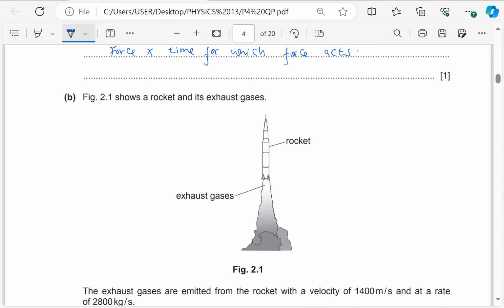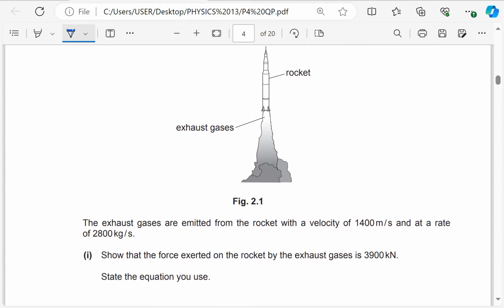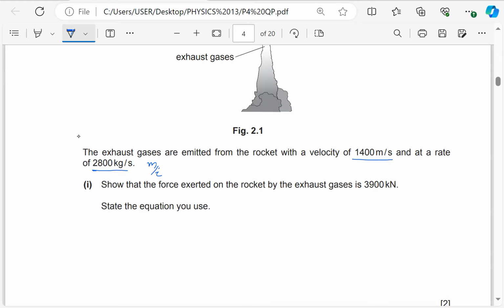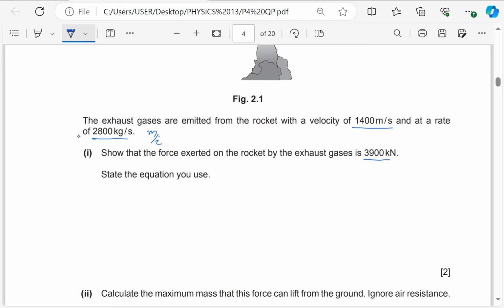The figure shows a rocket and its exhaust gases. The exhaust gases are emitted from the rocket with a velocity of 1,400 meters per second and at a rate of 2,800 kilograms per second. So this is mass over time. Show that the force exerted on the rocket by the exhaust gases is 3,900 kilonewtons. So state the equation used.